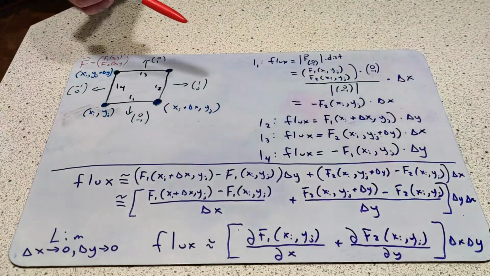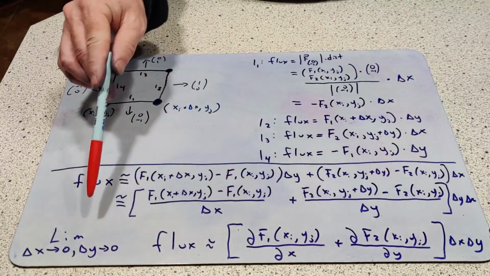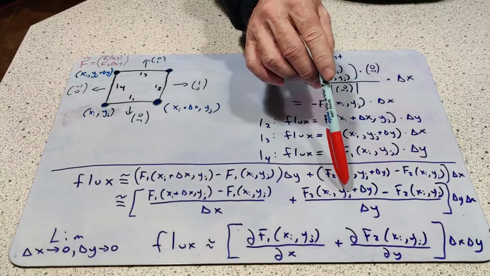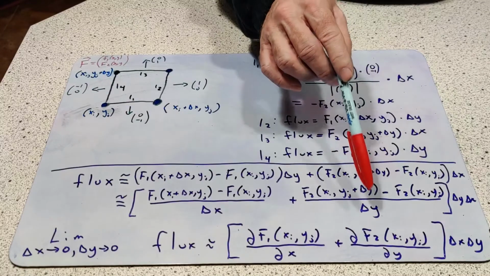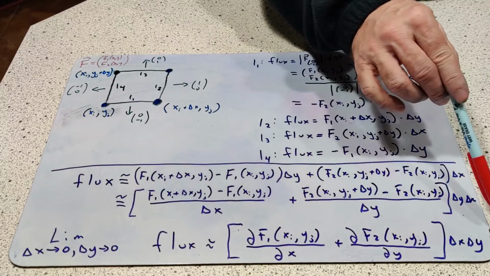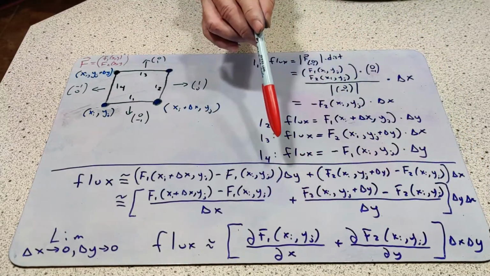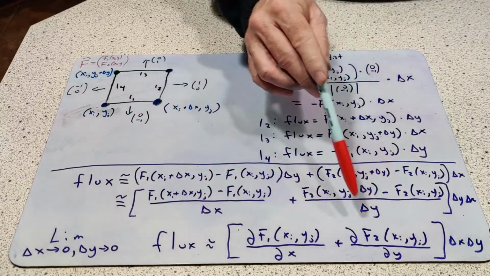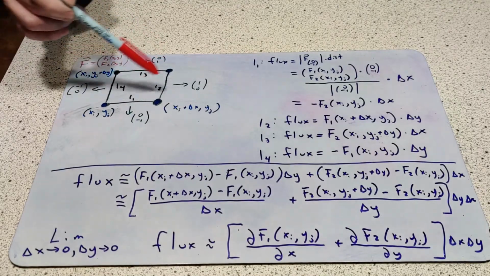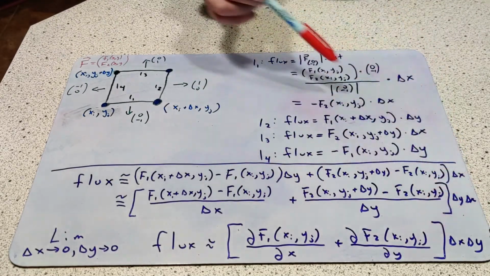As Δx and Δy go to 0, this becomes the partial derivative of f1 evaluated at xi, yj. This becomes the partial derivative of f2 at xi, yj with respect to y. And we end up with ∂f1/∂x plus ∂f2/∂y multiplied by the area. Okay. This is called the divergence, and soon we're going to do the divergence theorem. And this associates the outward flux around this closed curve with the area of the region.